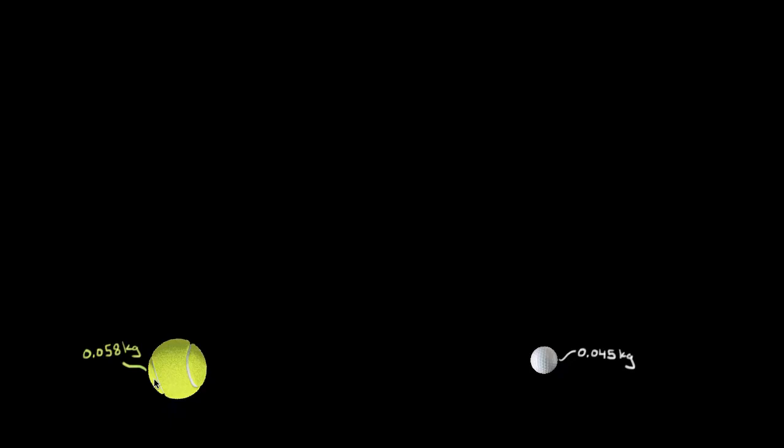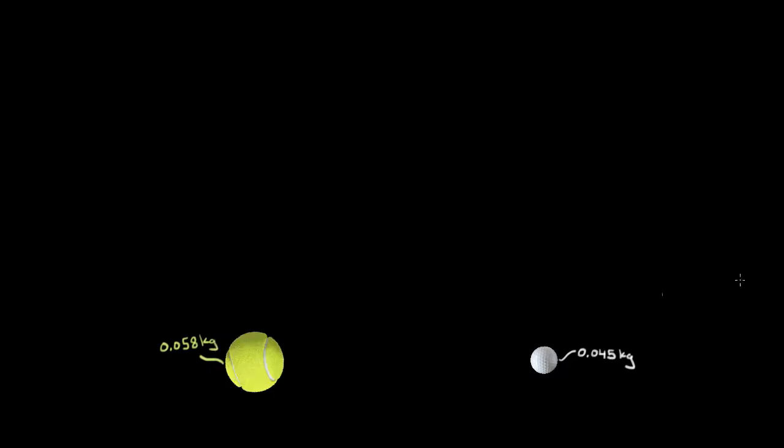So I looked up the mass of a tennis ball, and it turns out a tennis ball is about 58 grams or 0.058 kilograms. And I wondered, if we shot that tennis ball to the right, straight toward a golf ball, and I looked up the mass of a golf ball, it's about 45 grams or 0.045 kilograms.